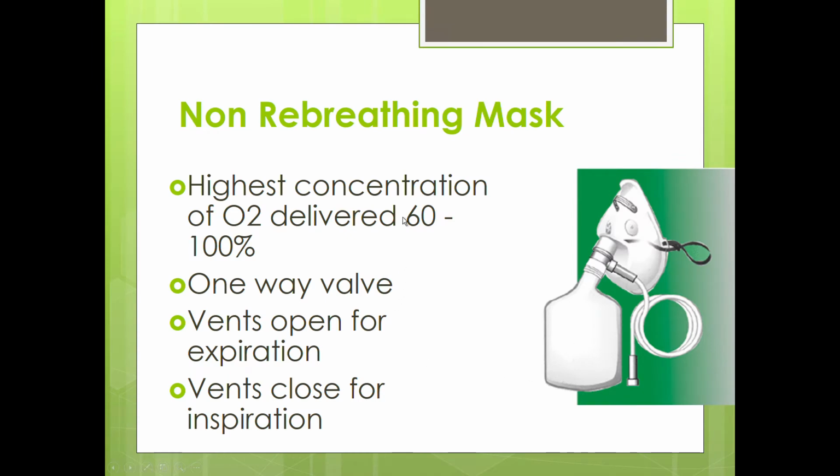So as you see, we started out with a patient who required low oxygen and was on a nasal cannula. As their oxygenation needs increased, they went to a simple mask, and if they were still having issues getting their oxygen saturations up, we'd move to a non-rebreathing mask. The highest concentration of oxygen delivered is 60 to 100%. When I showed you that oxygen flow meter a few slides back, this would be 100%. You could turn this all the way up.